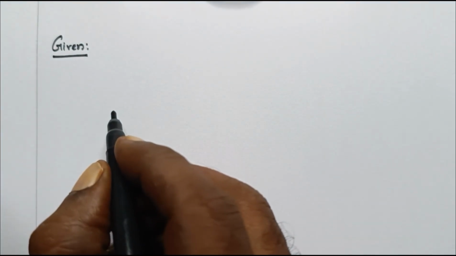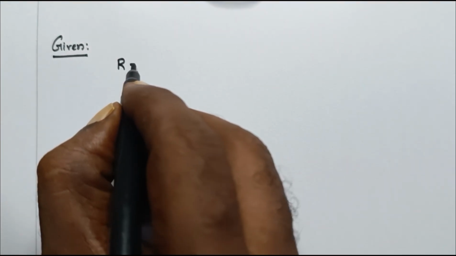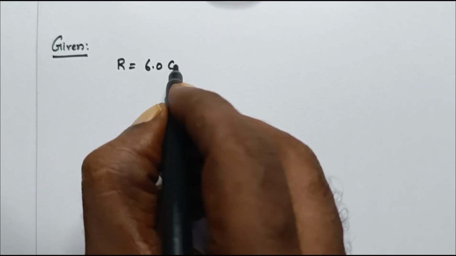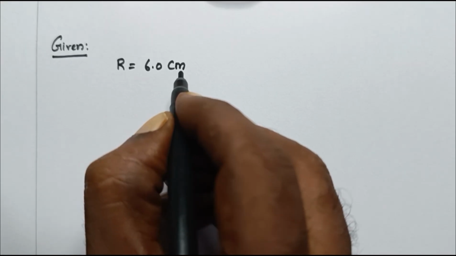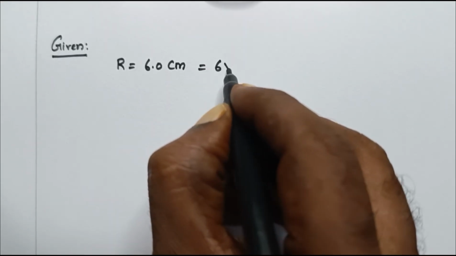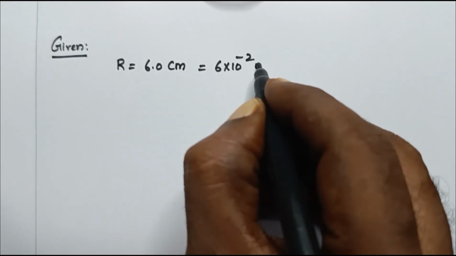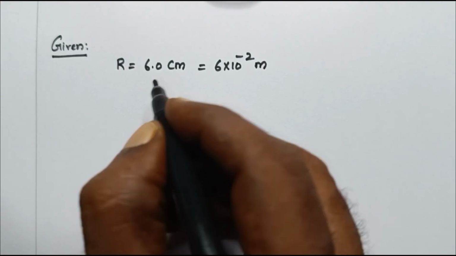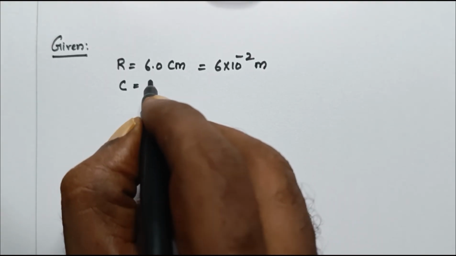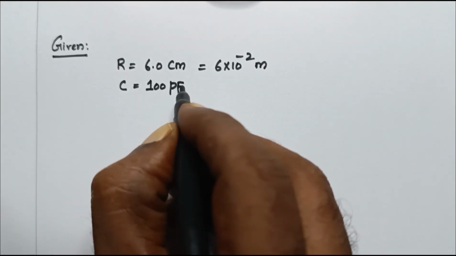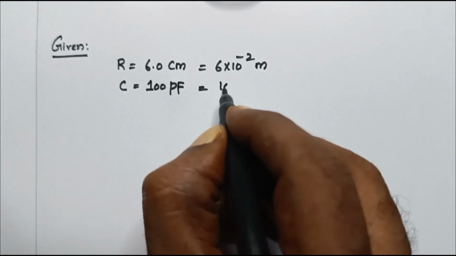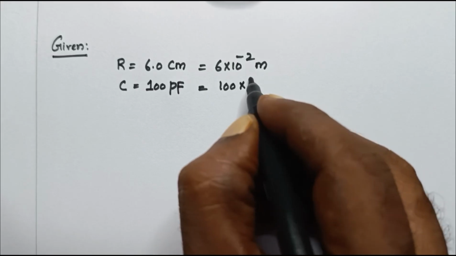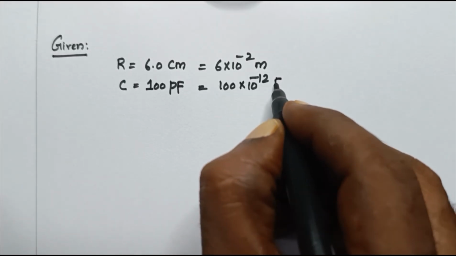Given, radius of the circular plate is given, R is equal to 6.0 cm. This is the radius of the circular plate. We have to convert this centimeter to meter. This is equal to 6 into 10 to the power minus 2 meter. Capacitance of the capacitor is given, C is equal to 100 picofarad. We know that pico is equal to 10 to the power minus 12. Therefore, this is equal to 100 into 10 to the power minus 12 farad.